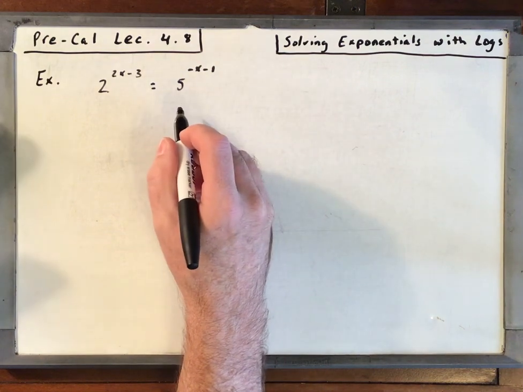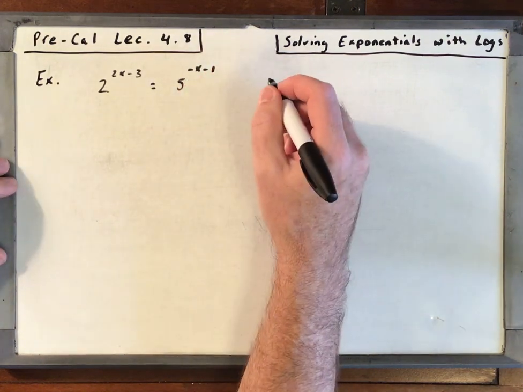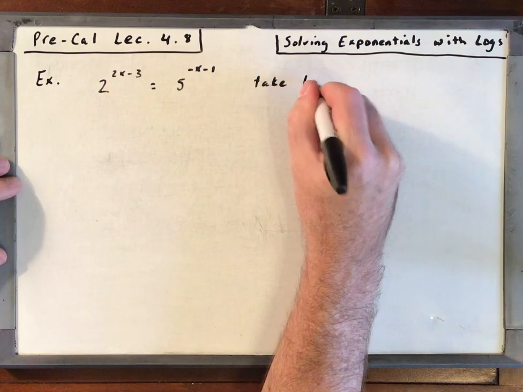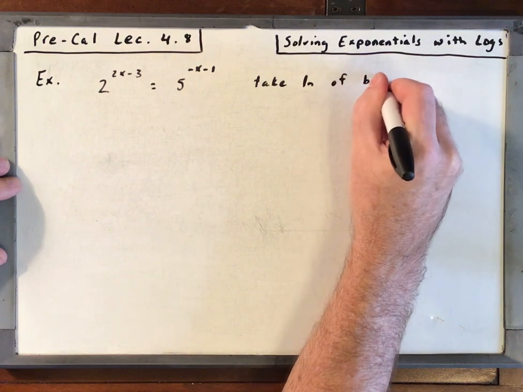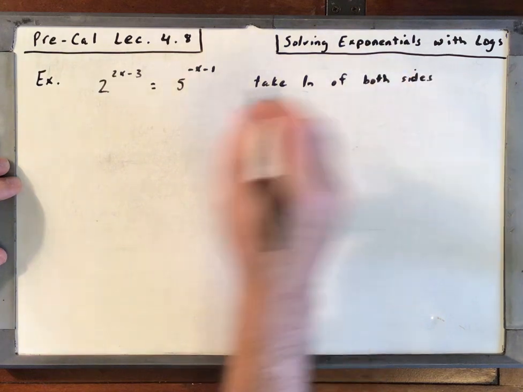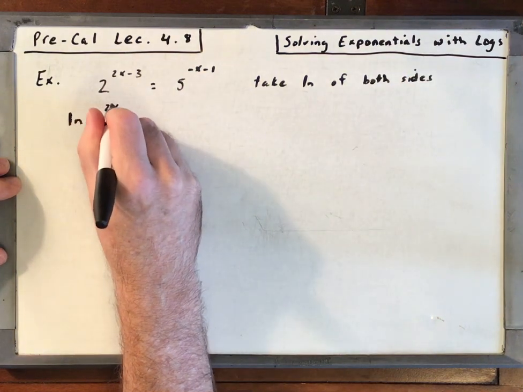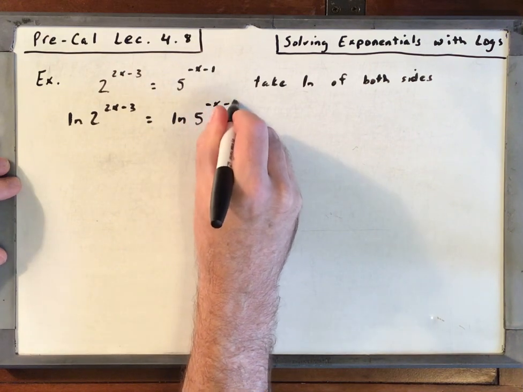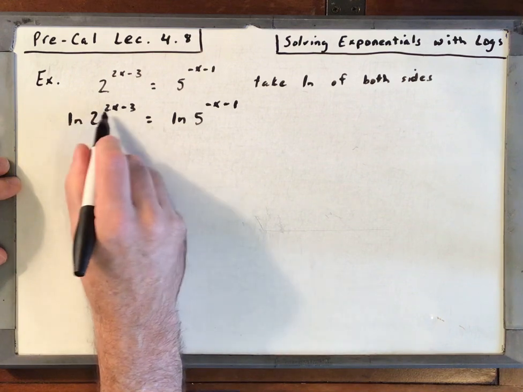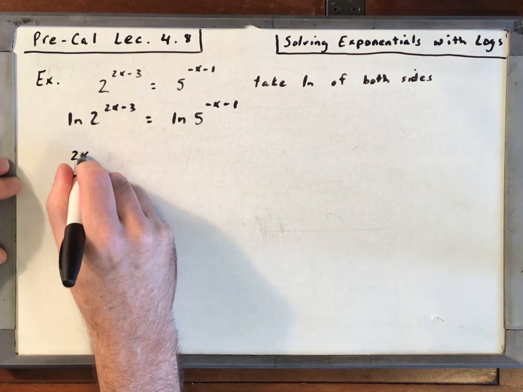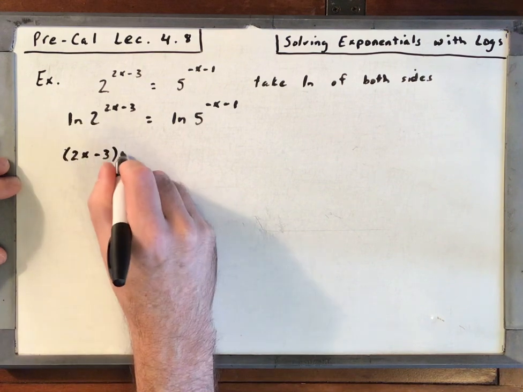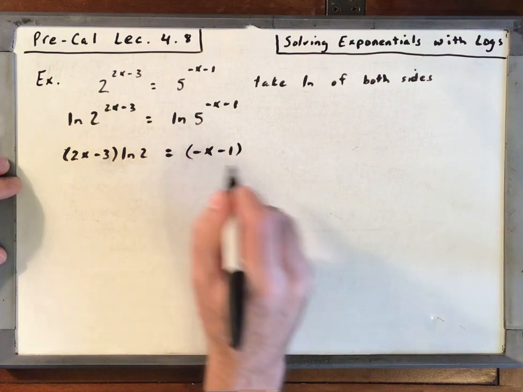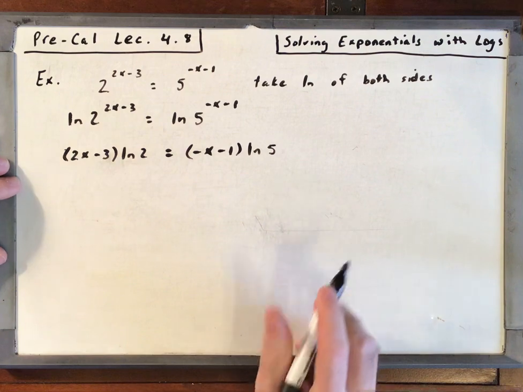And I'm going to show you this method also works with natural logs. So we don't have to use log base 10. So this time, just for poops and grins, let's take the natural log of both sides. We've got the natural log of 2 to the 2x minus 3 is equal to the natural log of 5 to the negative x minus 1. Now I can make these exponents into a coefficient. So bring that 2x minus 3 out front times the natural log of 2. Bring the negative x minus 1 out front times the natural log of 5.